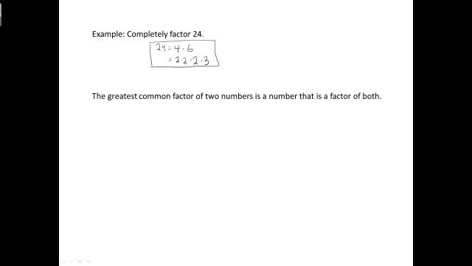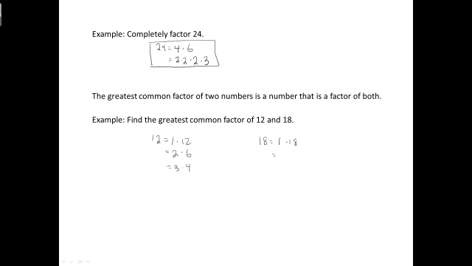The greatest common factor of two numbers is a number that is a factor of both numbers. A factor of a number is just one of the numbers that can show up in a factorization. Example, find the greatest common factor of 12 and 18. In order to do this, we need to find all the factors of 12 and all the factors of 18. So we'll start with 12. 12 can be written as 1 times 12, 2 times 6, or 3 times 4. The number 18 can be written as 1 times 18, 2 times 9, or 3 times 6.